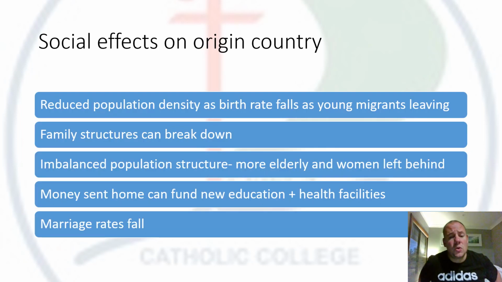Let's have a look at the social effects on the origin country. Social effects are to do with people. We have reduced population density as the birth rate falls as young migrants leave, which is really good for developing nations. Family structures can break down, so people are dotted around the world. We might have an imbalanced population structure, with more elderly and women left behind as more young males move to get work. Money sent home can fund new education and health facilities, which is a really good positive. And then marriage rates fall because people are leaving to go other places and want more time in a career than to get married.